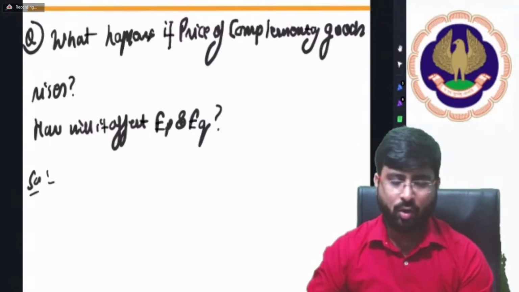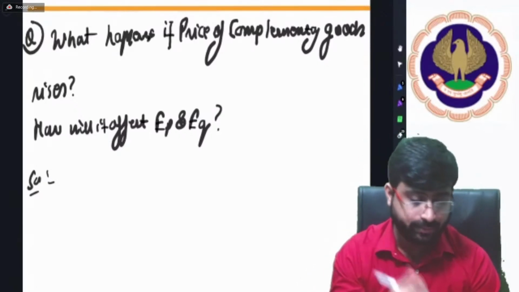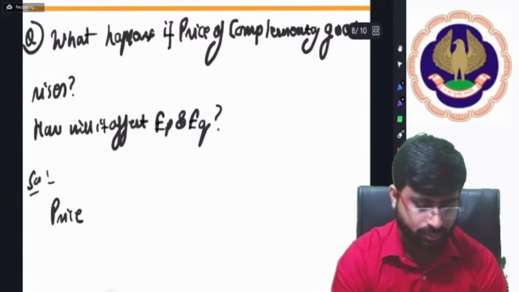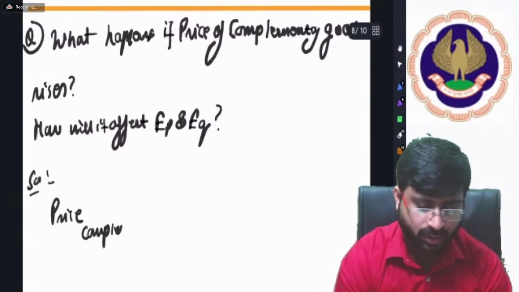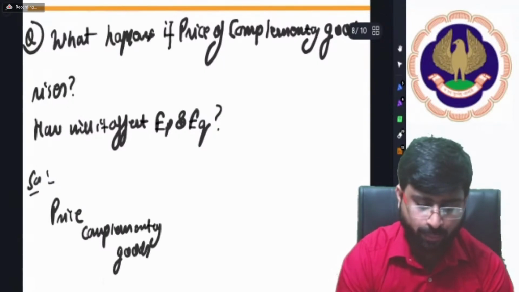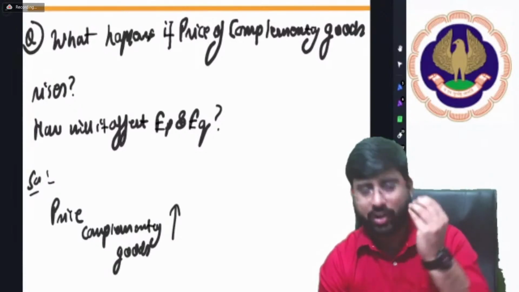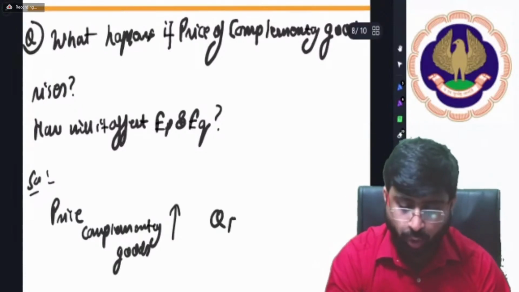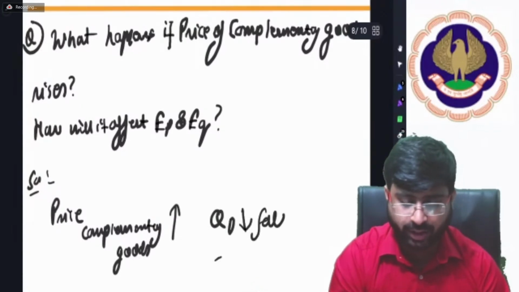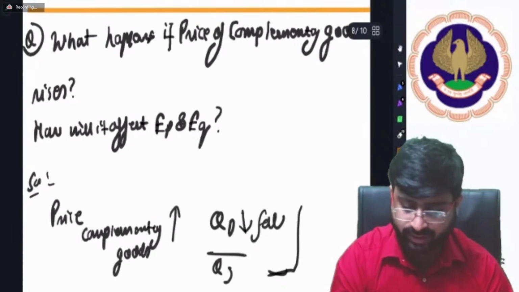So see, what is happening here is, suppose, pay attention everyone, okay? Suppose the price of complementary goods is rising, the quantity of the current commodity will fall. What quantity? Quantity demanded will fall. And so quantity demanded is falling, quantity supplied remaining the same. This is resulting in a situation of excess supply.